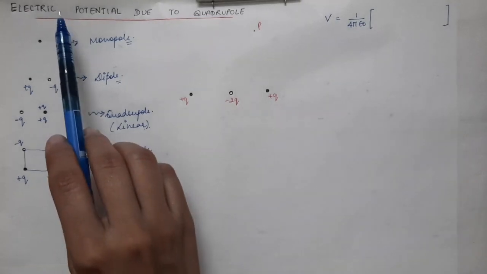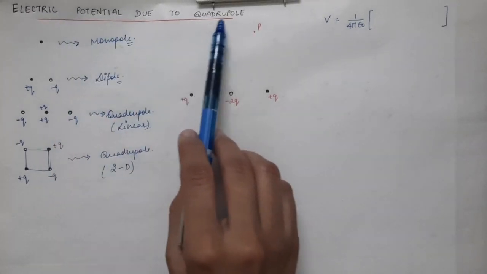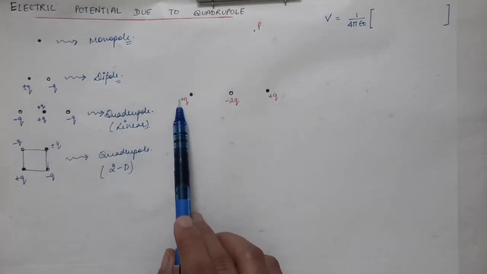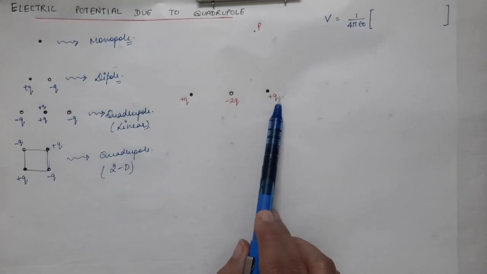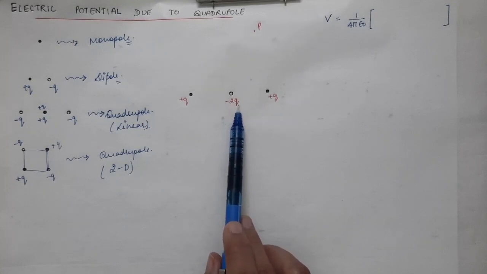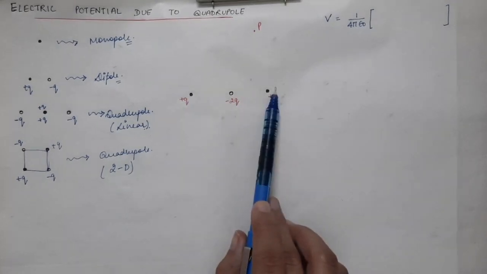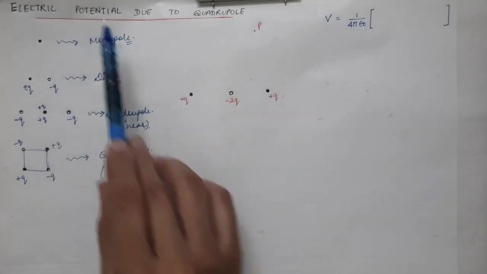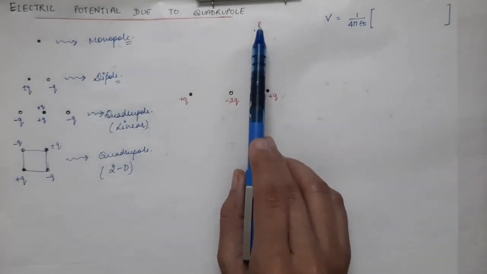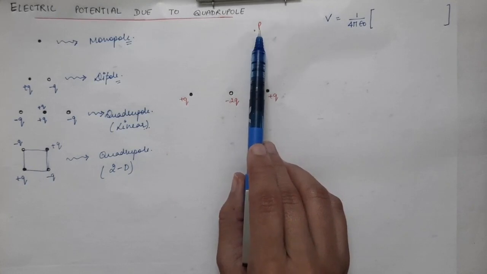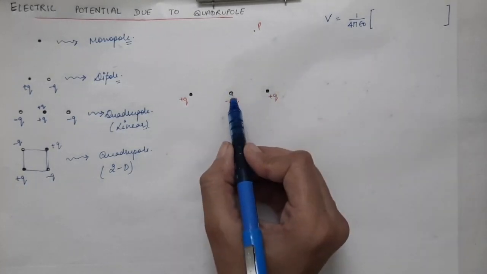Now in this article we will find the electric potential due to a quadrupole, but we will just study the linear quadrupole. That is, we will have plus q charge over here and plus q charge on the other side, and at the center I will have minus 2q charge. So this will form a linear quadrupole, and we are interested to find what is the electric potential due to this linear quadrupole at any point P in the space. So this P point is the observation point, and this center will be considered as the origin of the coordinate system.